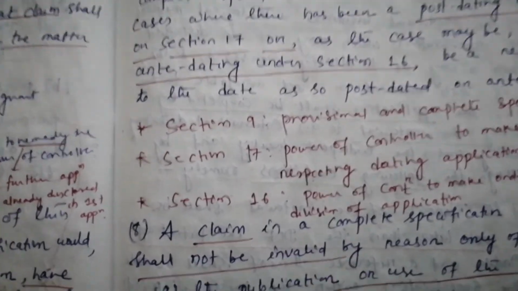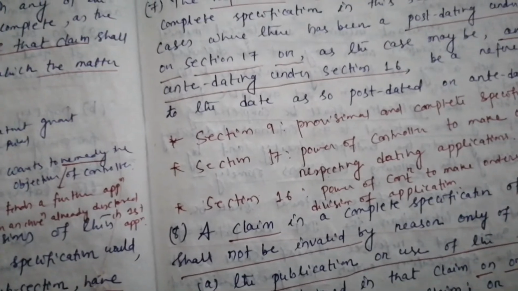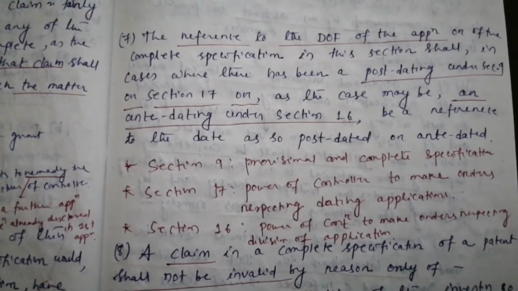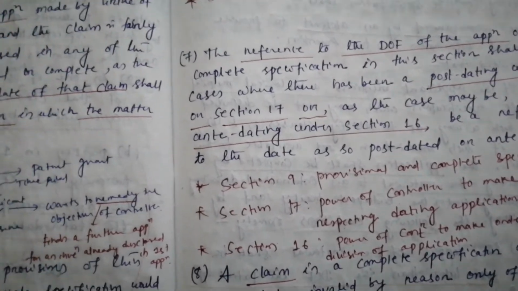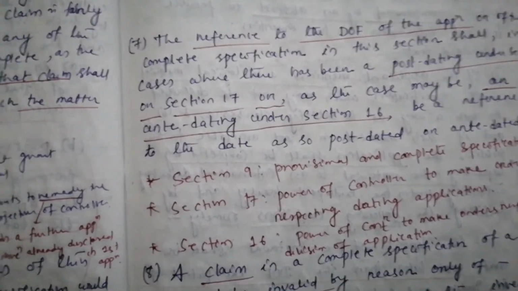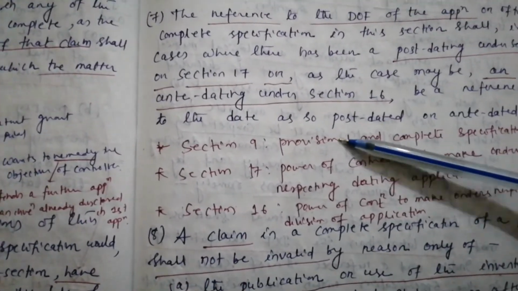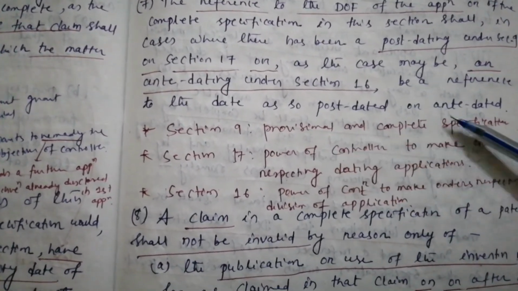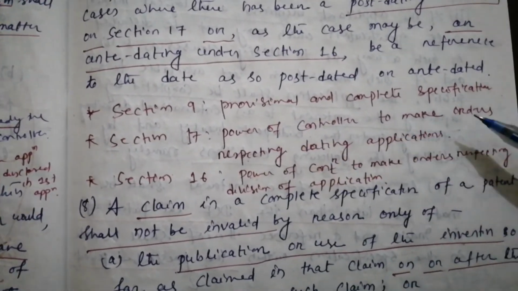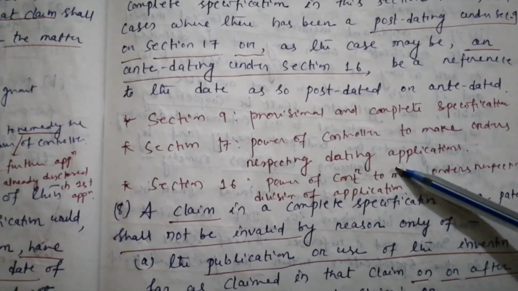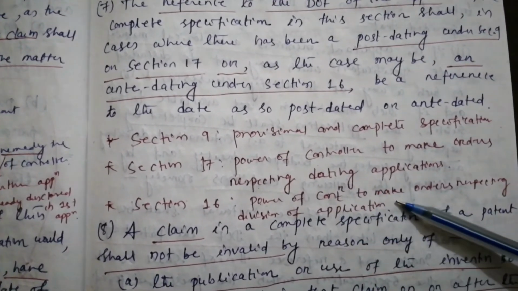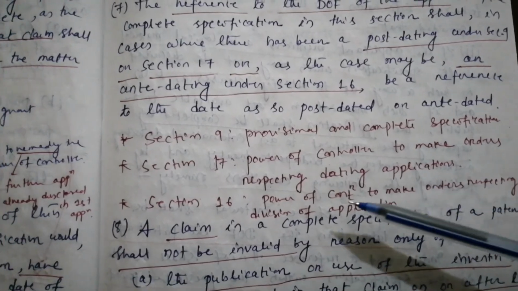Now friends, post-dating and antedating are two different concepts that I have also discussed. Post-dating in section 9 and 17 and antedating in section 16. Okay, so I have mentioned here section 9 is provisional and complete specifications, section 17 is power of controller to make orders respecting dating of applications, and section 16 is power of controller to make orders respecting division of applications.